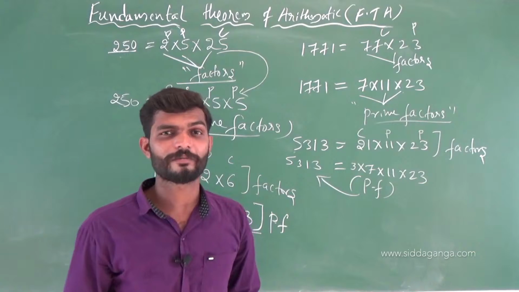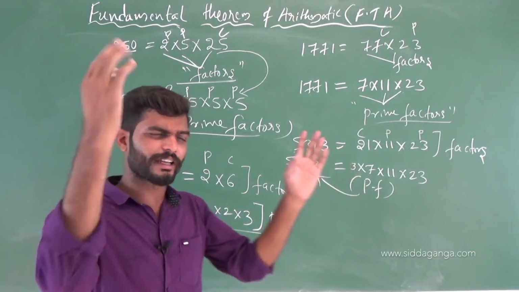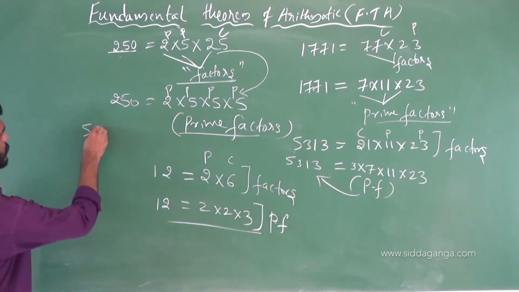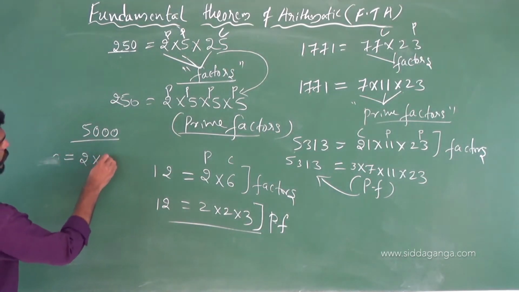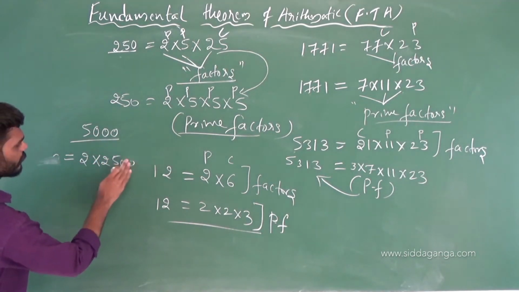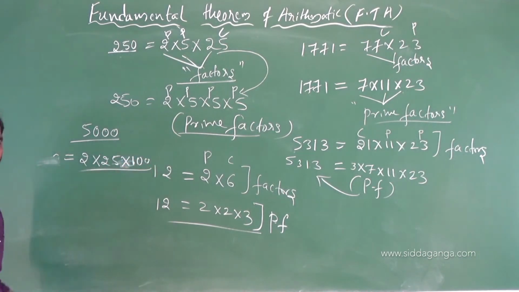It is possible. We can produce any composite number, say 5000. I know 5000 is equal to 2 into 2500, or else 2 into 25 into 100. Just factors. Now what if I write like that?